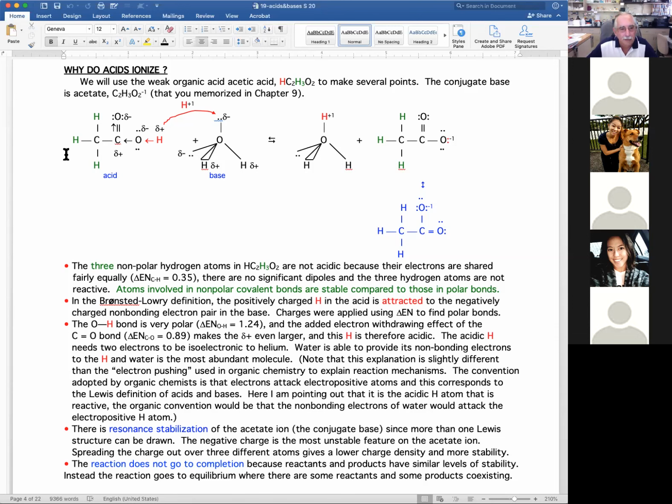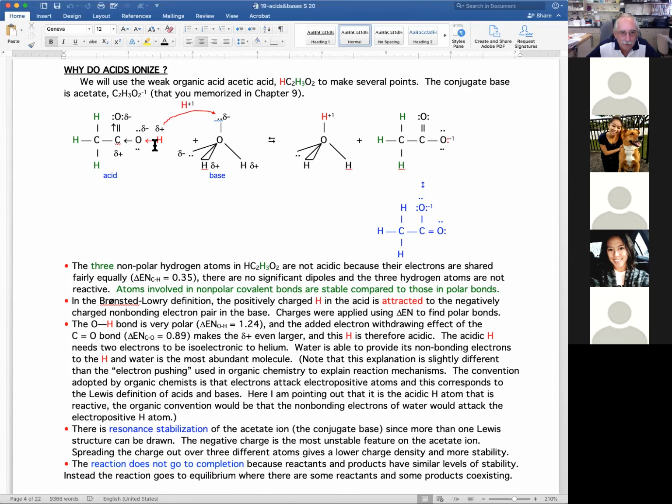Well, the difference of electronegativity is only about 0.35. That's a non-polar covalent bond. That means that these electrons right here forming the bond are shared fairly equally. That means that this hydrogen is pretty happy. So is that carbon. They're all happy, so why would they be reactive?